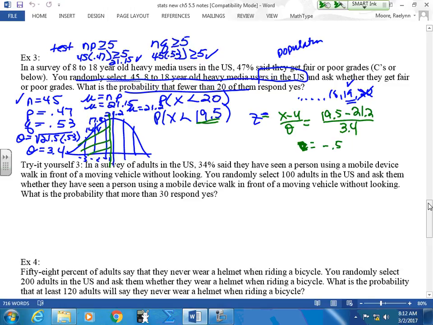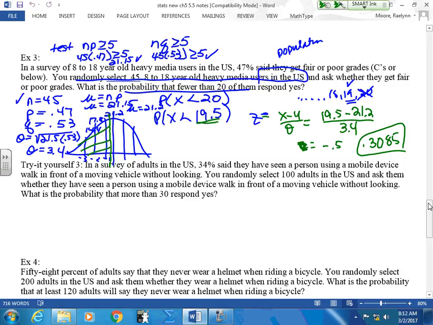Move on. Go to my table. I have to find the area, same as you used to do before. So Olivia, can you go to the table for us and tell us what the area is to the left of negative 0.5? Go in the back of the book. What do you get, Sarah? 0.3085.